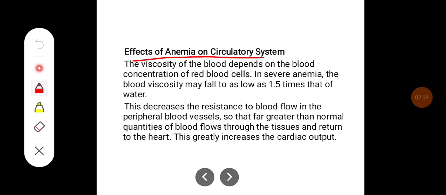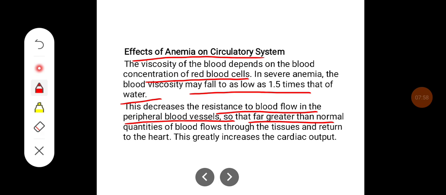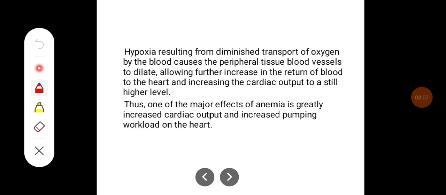Effects of anemia on the circulatory system. The viscosity of the blood depends on the concentration of red blood cells. In severe anemia, the blood viscosity may fall as low as 1.5 times that of water. This decreases the resistance to blood flow in the peripheral blood vessels, so that far greater than normal quantities of blood flow through the tissues and return to the heart. This greatly increases the cardiac output. This is also called hyperdynamic circulation.